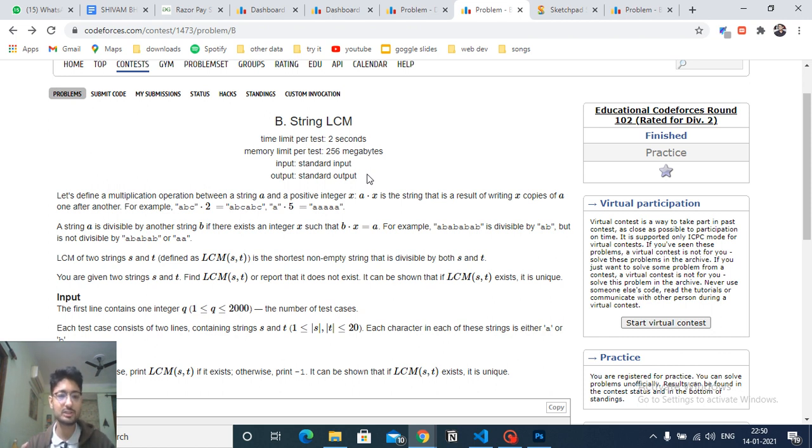Try to think about this problem in different ways, like how to find LCM in real life. Not in string LCM, but anytime you want to find an LCM, how do you find it? So let's move down to the problem and see how you'll solve it.